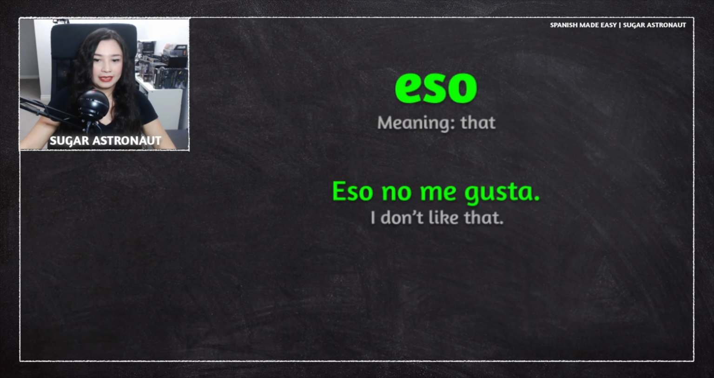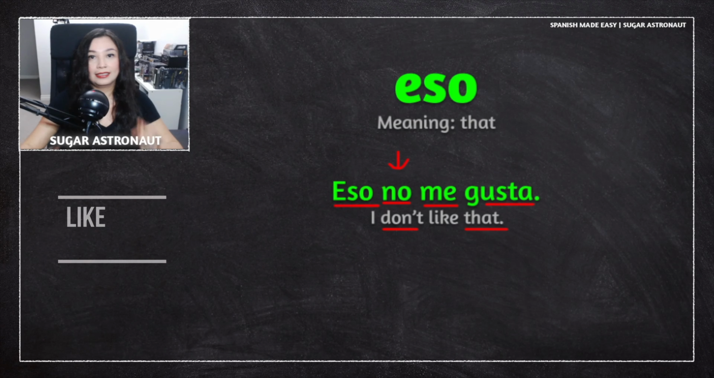Let me just break this down for you. Eso, right here. Eso, that, no, similar to saying in this situation, don't. Me gusta is a common phrase that means I like, okay? So when you have no me gusta, that's the opposite.